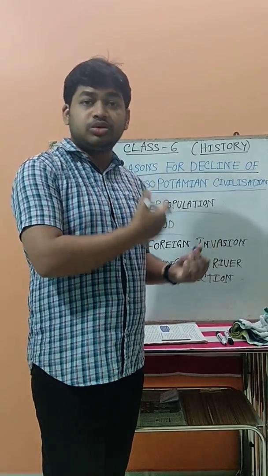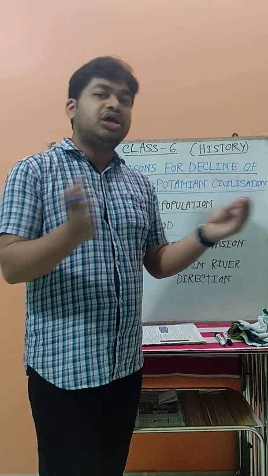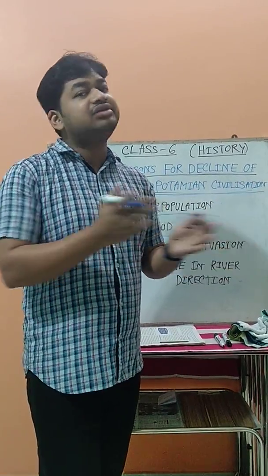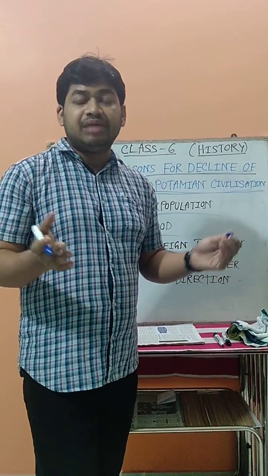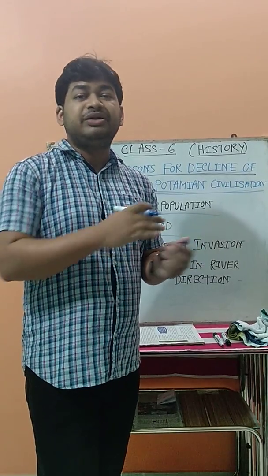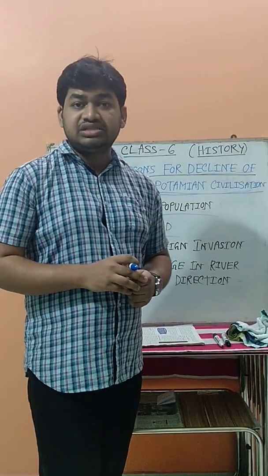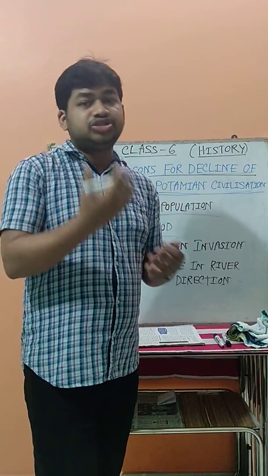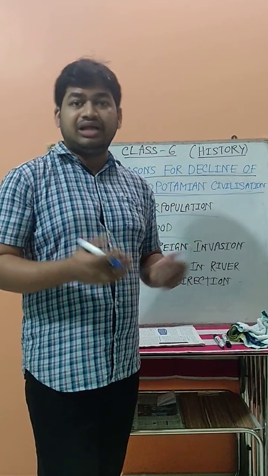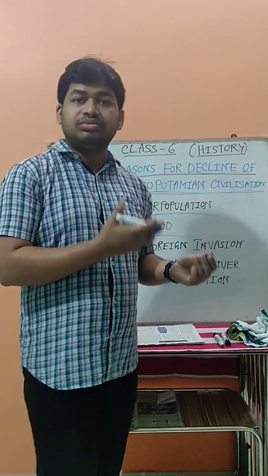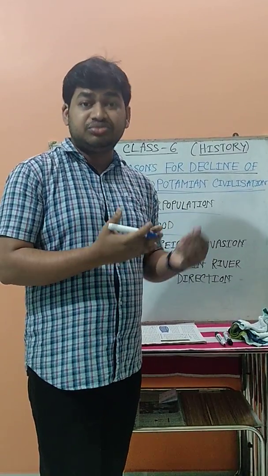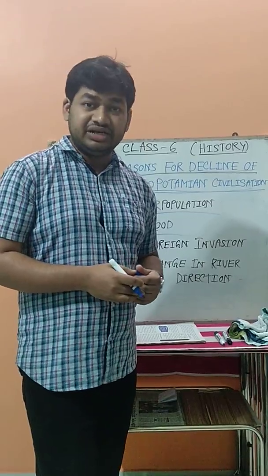As we know, the Mesopotamian civilization is located between the two rivers, Euphrates and Tigris. So whenever a flood occurs in both rivers, the river water totally washes over this civilization region. So every year people need to rebuild their houses and other agricultural land, and they suffer great loss every year. That is also one of the reasons for the decline of the Mesopotamian civilization.